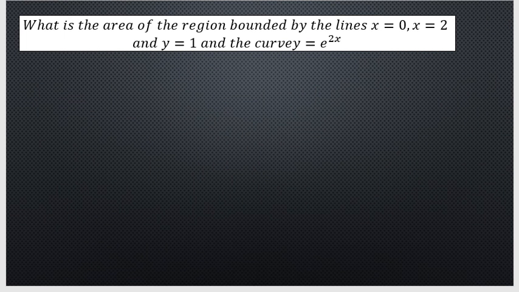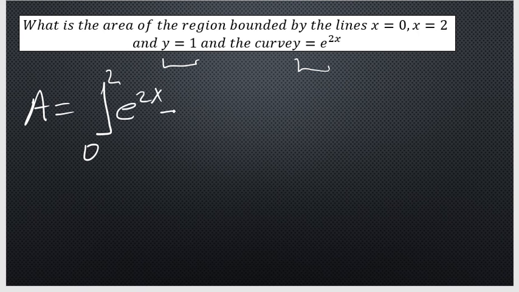When we proceed to the next question, question number 4, we need to find the area of a region bounded by two functions. y is equal to 1 and y is equal to e to the power of 2x, between 0 and 2. So the area will be the integral from 0 to 2. We need to take the difference between the two functions, e to the power of 2x minus 1 dx.